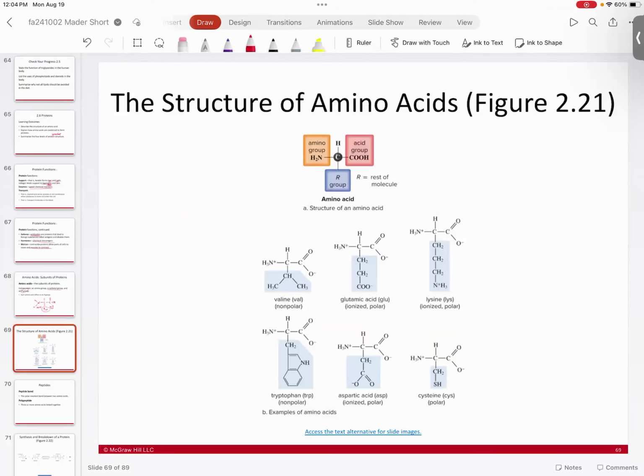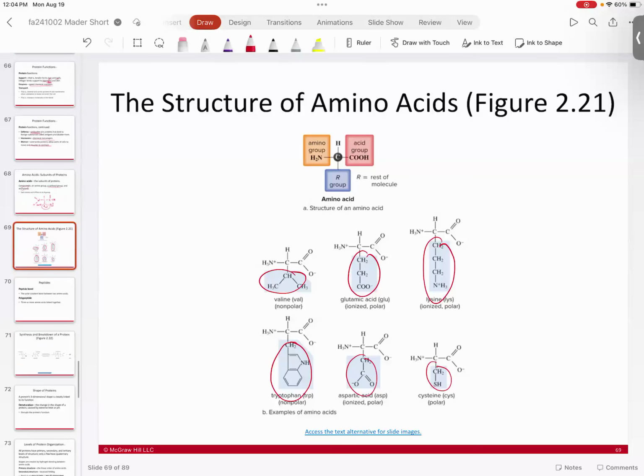So you can see here's the R group for valine. Here's the R group for glutamic acid. This is for lysine. This one is for tryptophan. This one is for aspartic acid, cysteine, so forth. So you can see that the R groups will basically be the ones responsible for making these individual amino acids different, and they'll have different chemical personalities to them, which causes the different functionalities of the different proteins.